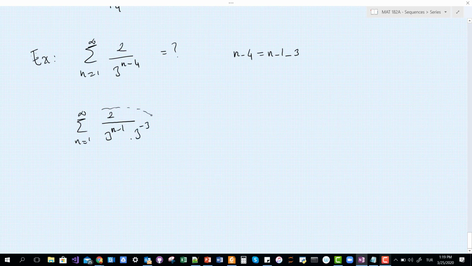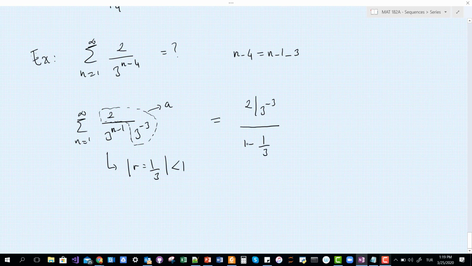So from here, look at that. This is going to be my number A. This is my A. And then my number R is going to be equal to 1 over 3, which is less than 1. That is why I can use the formula in the red box, since R is less than 1. And then I have the form I need. So 2 over 3 to the negative 3, over 1 minus 1 over 3. Okay, guys, just calculate what it is.